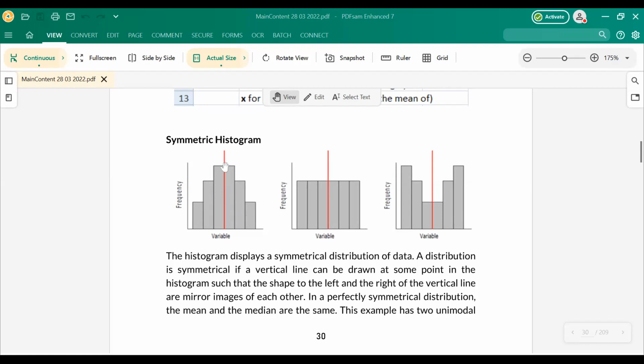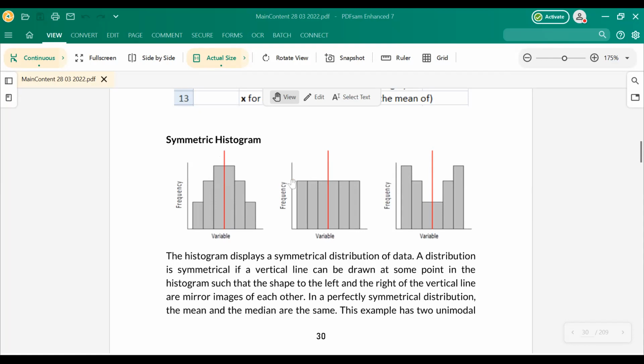The first graph you see is unimodal. You have only one mode here. Data increases to a point and then starts decreasing. So this was the type of example that we did yesterday.